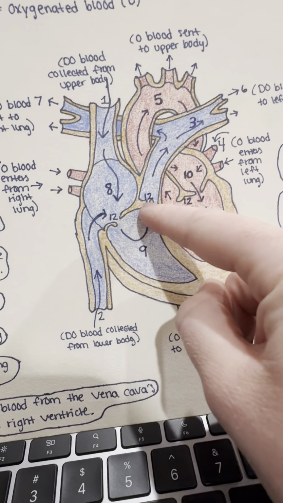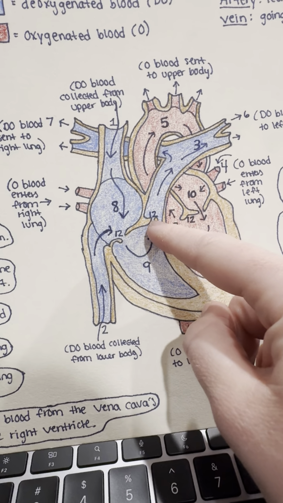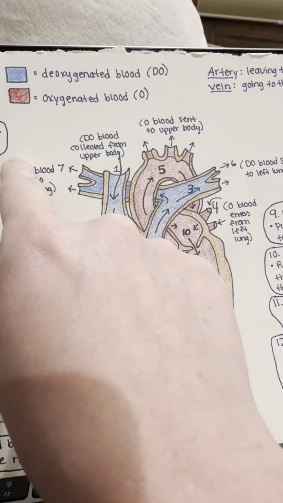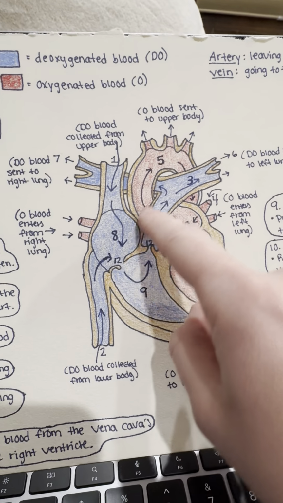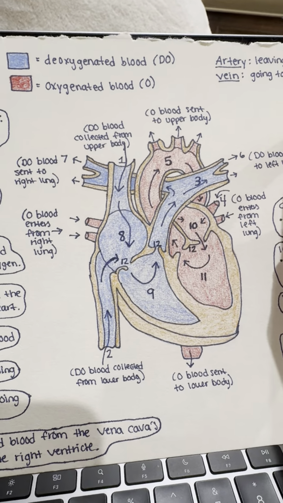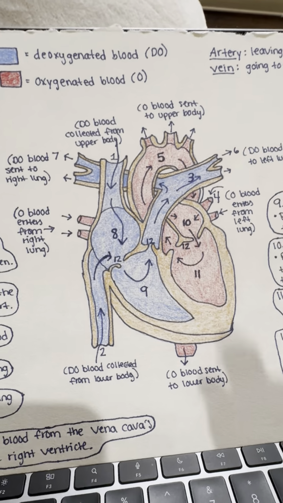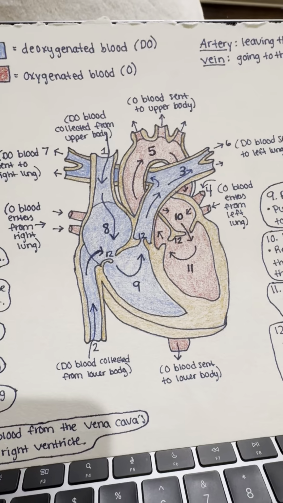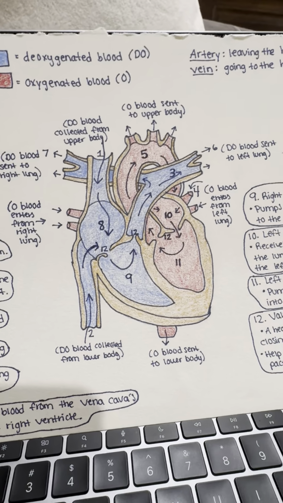So they go into the right atrium, and this valve pumps that blood into the right ventricle, and the next valve pumps the deoxygenated blood this way and this way, through the pulmonary arteries, sending the deoxygenated blood, this one to the left lung and this one to the right lung, so that they can pick up oxygen from the lungs.